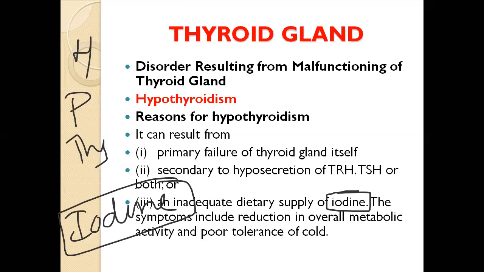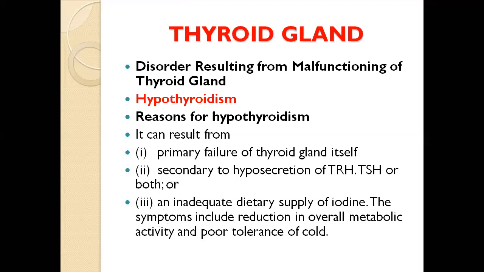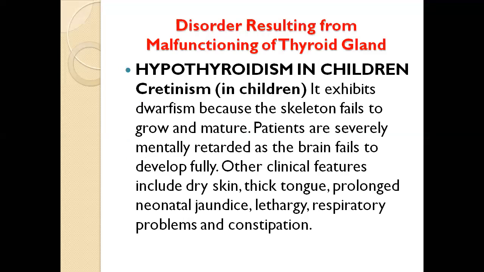The symptoms include reduction in overall metabolic activity and poor tolerance of the cold. We said the body temperature is maintained constant by the thyroxine hormone by increasing the metabolic activities of the body. So that's why in hyposecretion the basic symptom is intolerance to the cold. Now let's talk about the specific names of hypothyroidism, the lower secretion of the thyroxine hormone.